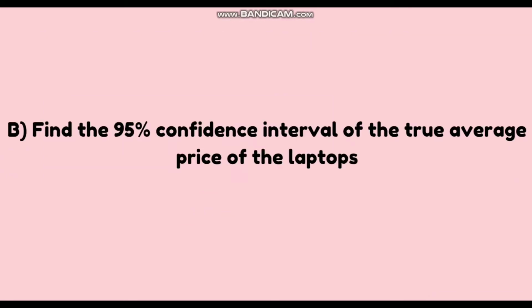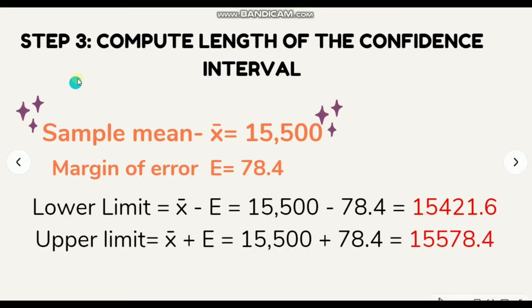Now, according to letter B, we need to get the confidence interval of the true average price of the laptops. In order to do that, we need to get the lower and upper limit. So here in step 3, compute the limits of the confidence interval. The sample mean is equal to 15,500, the margin of error is 78.4, and the formula for the lower limit is the sample mean minus the margin of error, and the upper limit is the sample mean plus the margin of error.